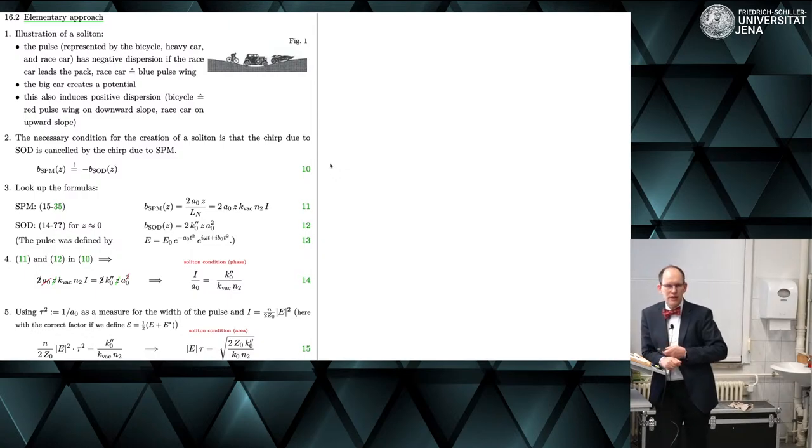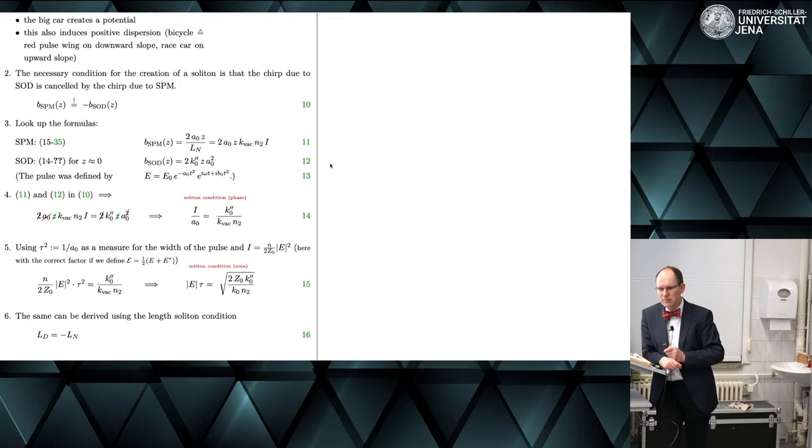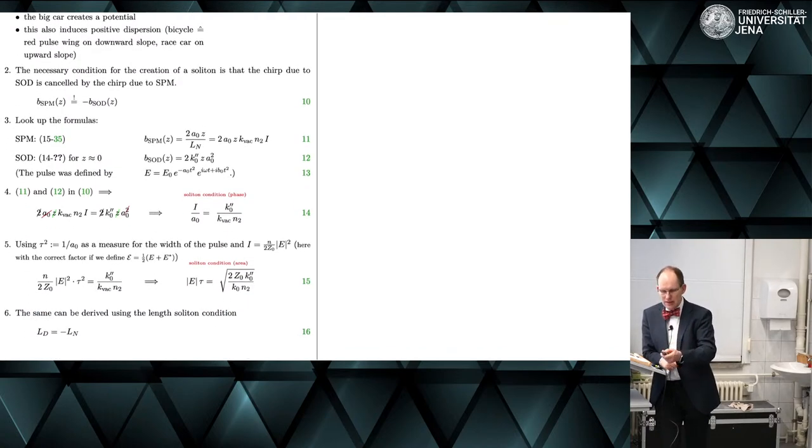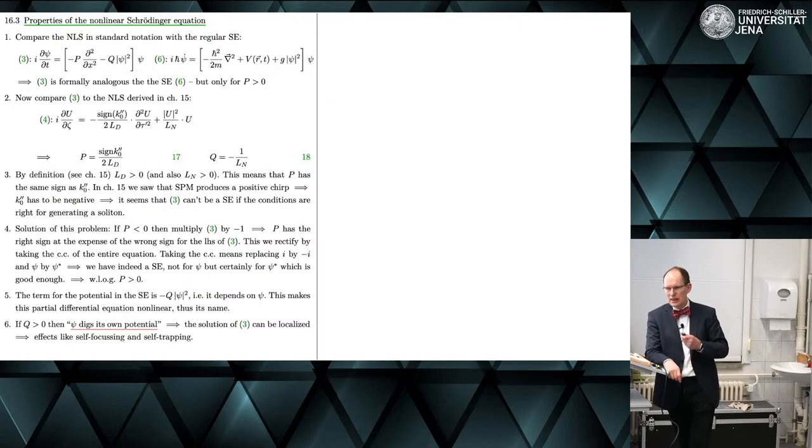But now let's try to find the same thing. As you might have expected, the same can be described. So demanding that the dispersion length and the nonlinear length are the same, of course. Okay, now let's look at the Schrödinger equation, at the nonlinear Schrödinger equation.